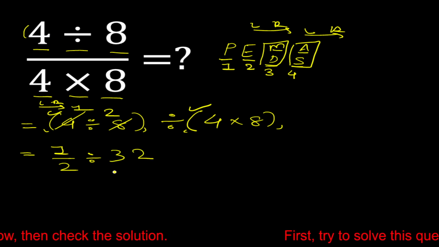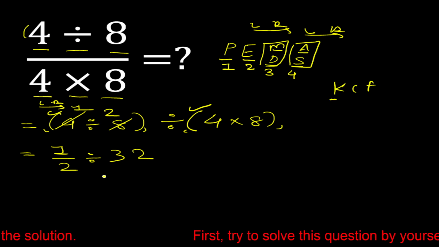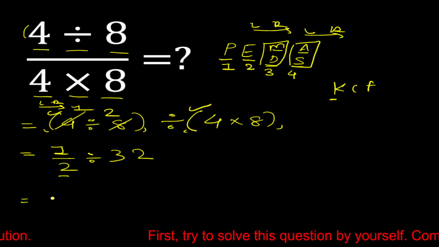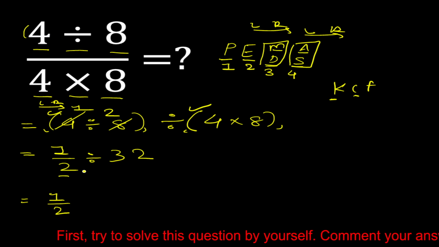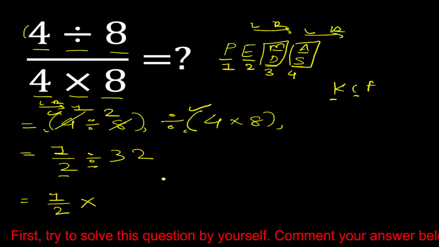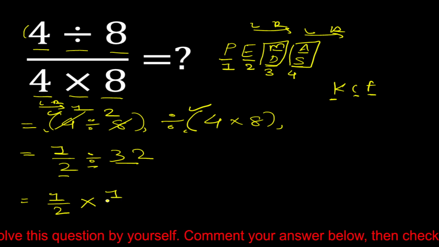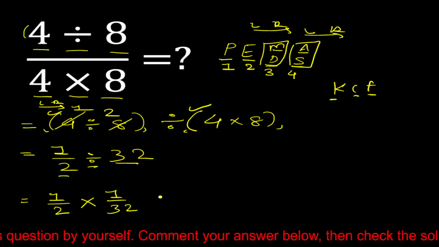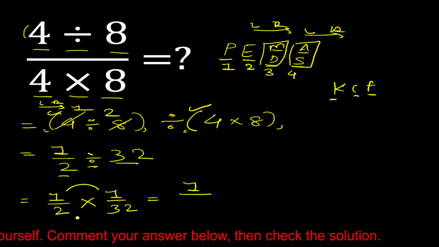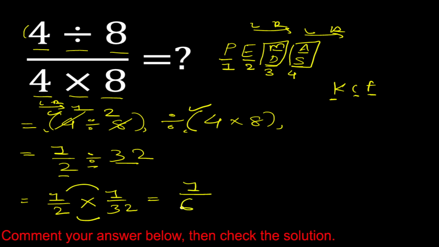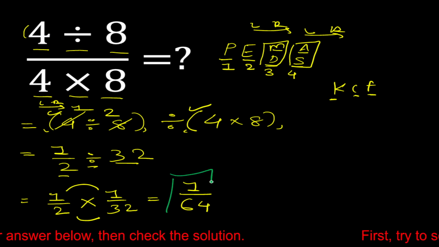Okay, now according to the KCF rule, we keep this 1 by 2 as it is. C means change this sign from division to multiplication. F means flip this last fraction, 32, which becomes 1 by 32. So it is 1 multiplied by 1, which is 1. 32 multiplied by 2 is equal to 64. So the correct answer is 1 by 64.